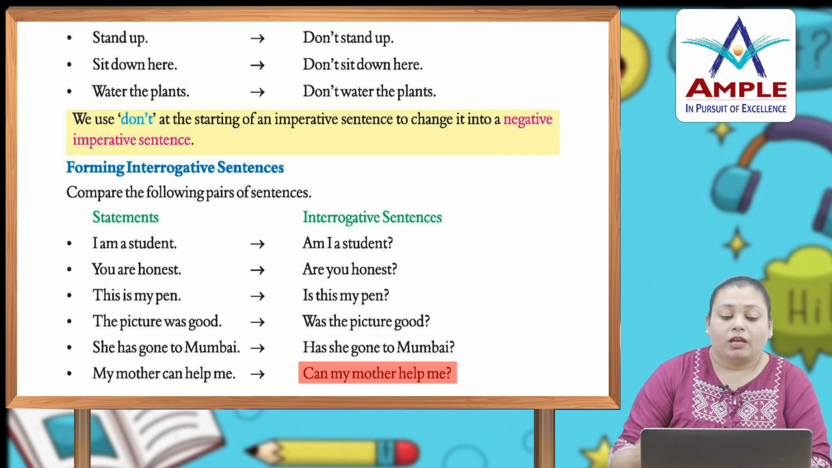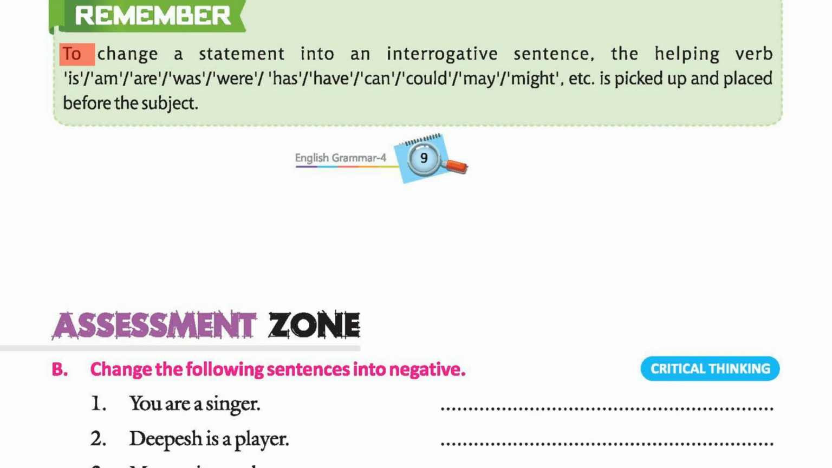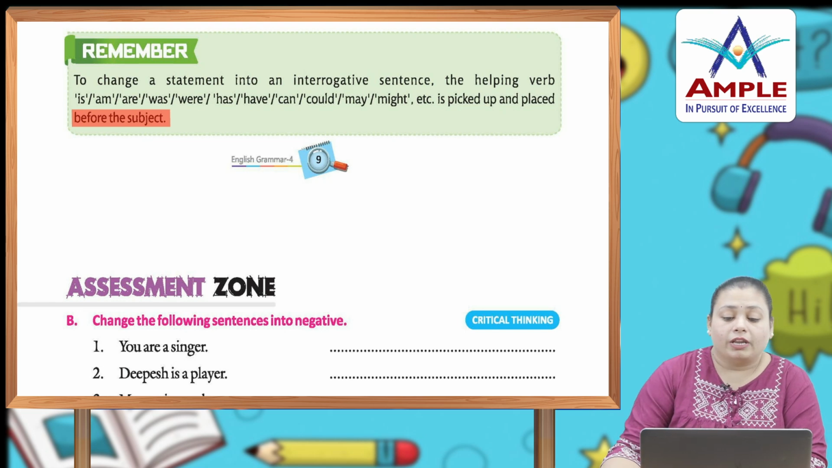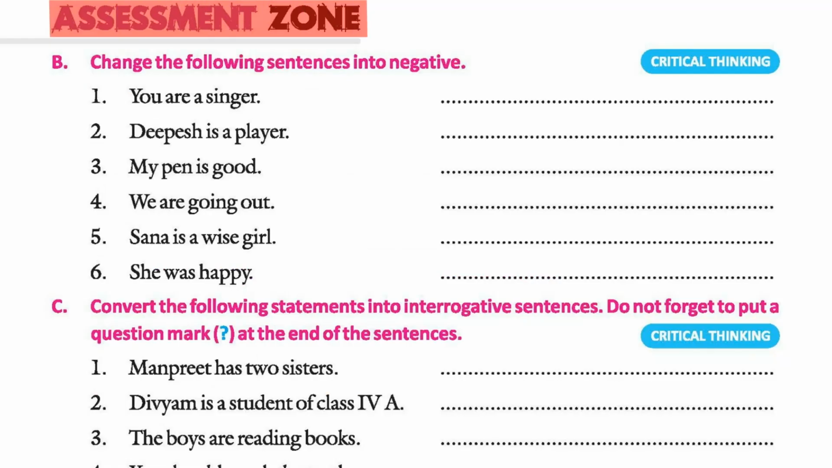of those words. Okay, now remember, to change a statement into an interrogative sentence, the helping verb: is, am, are, was, were, has, have, can, could, may, might, etc., is picked up and placed before the subject. Okay. So whenever you want to change a simple sentence into an interrogative sentence, you have to use your helping verb in place of the subject, and then place the rest of the sentence so that it becomes an interrogative sentence.